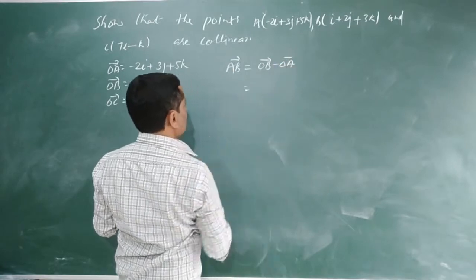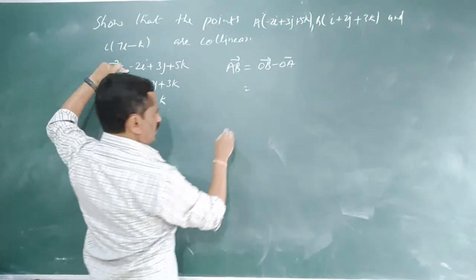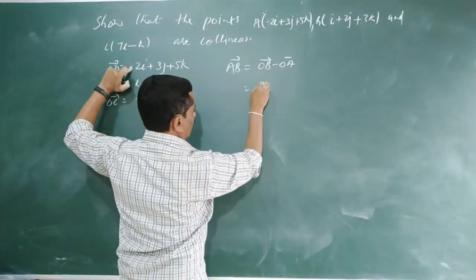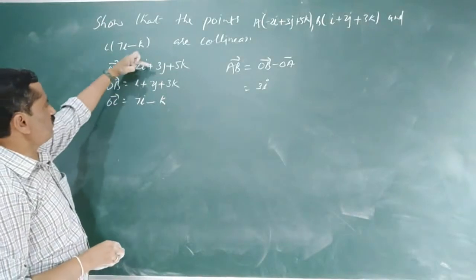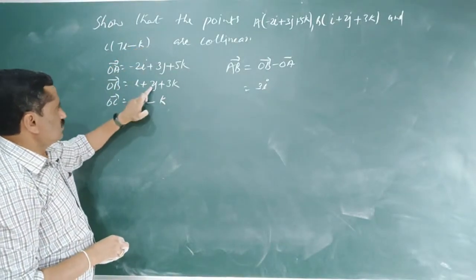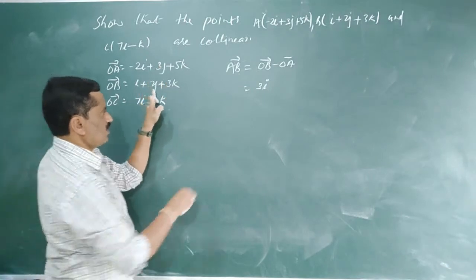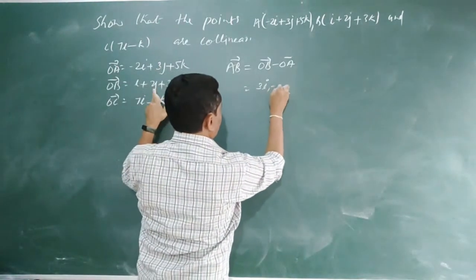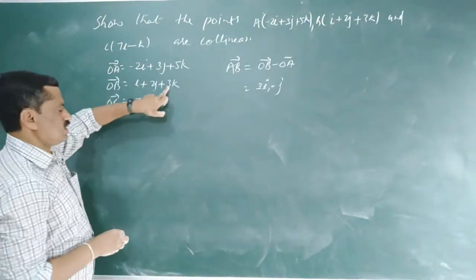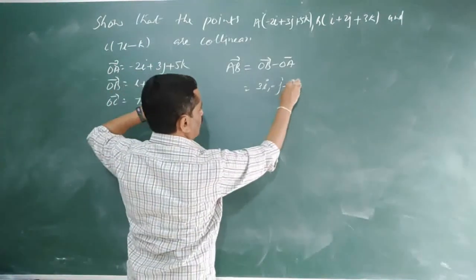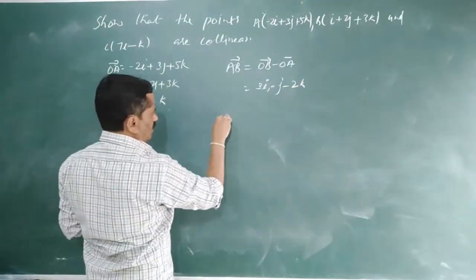Okay, again that is equal to this minus this: 1 minus of minus plus 1 plus 2, we have 3i. Again, 2 minus 1, we have minus j. Again, 3 minus 2, we have minus 2k. So again, find BC bar.